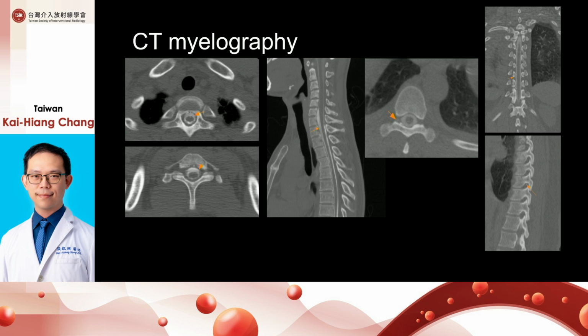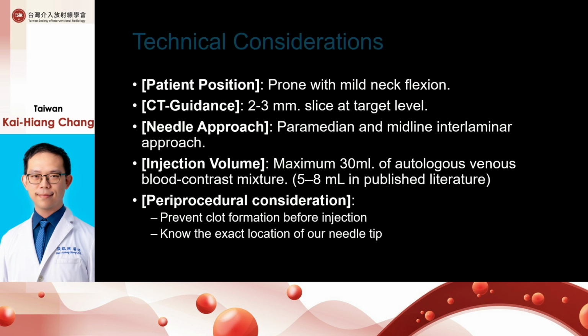So on the left-hand side, you can see the orange arrow points out a ventral CSF collection outlining the ventral dura. Okay, on the right-hand side of the screen, you can see a small periradicular CSF collection. There is a contrast extravasation at the T9 level, which is very small and very subtle to see on the MR myelography. So we need a CT myelography to confirm our diagnosis.